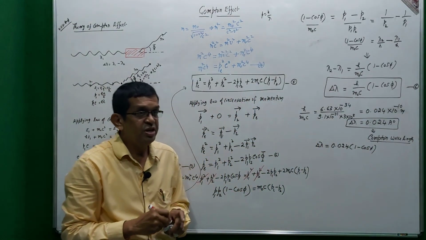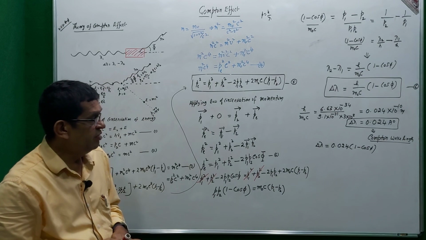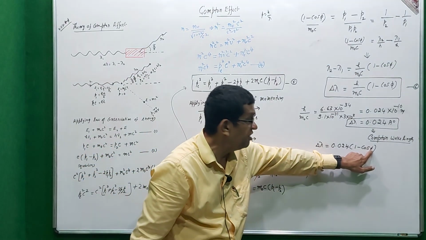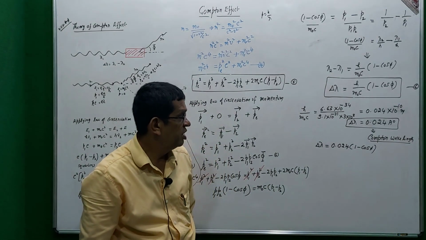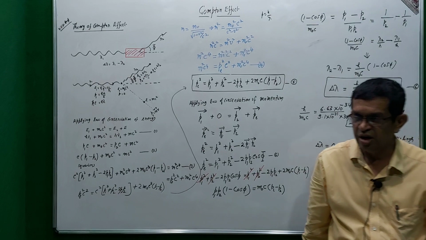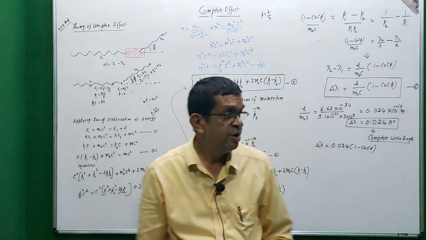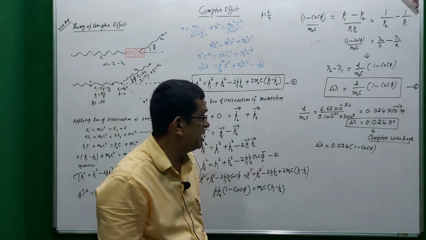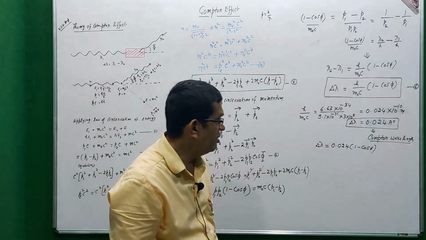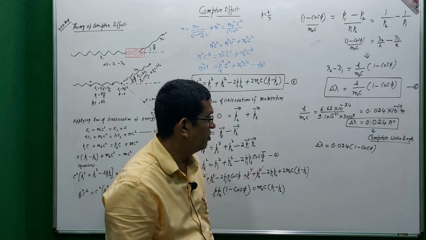Now, if you observe here, the change in the wavelength now entirely depends upon the scattering angle, the phi. It does not depend upon the scattering substance, it does not depend upon the nature of the substance. It entirely depends upon the scattering angle. Now, what are the values of cos phi you can think of?